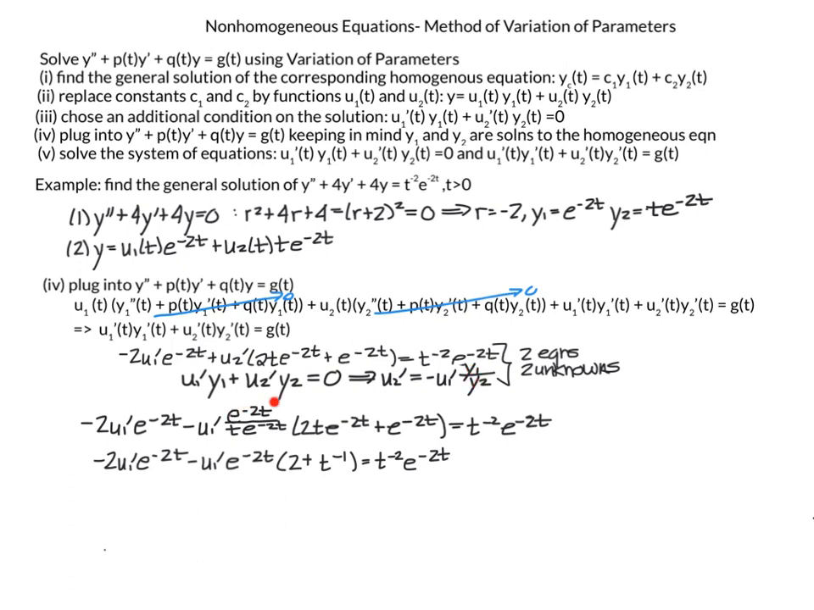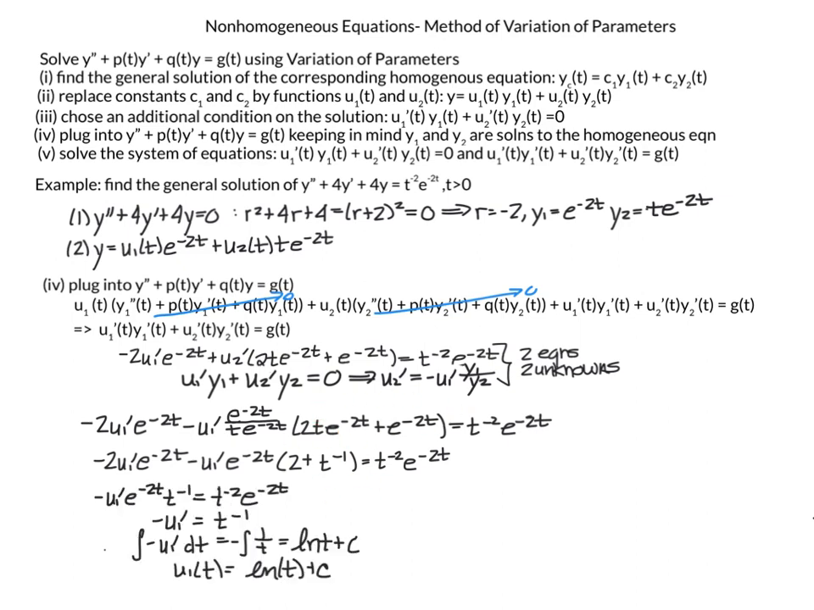So that's e to the minus 2t, t e to the minus 2t. Again, my y1 and y2 are here. And then I multiply by my 2t e to the minus 2t plus e to the minus 2t. And that's equal to the right-hand side of our differential equation. And then a little more algebra to simplify this part of the expression. And now a little more algebra.